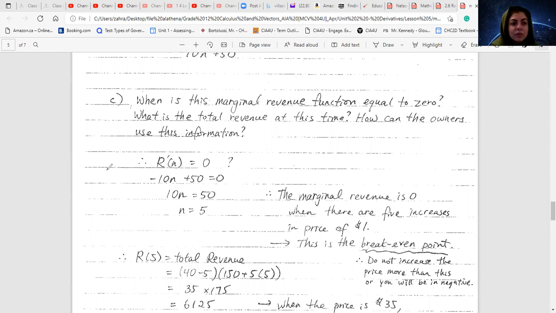Because at the maximum point, this is your revenue function, then it's at n equals 5. So here is n, your revenue is maximum, because the slope, the instantaneous rate of change here, is zero. This gives you the maximum revenue, and what revenue will we have? 6125.